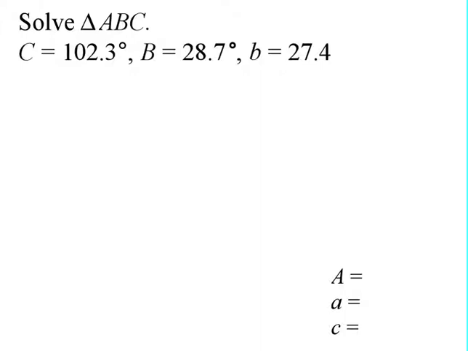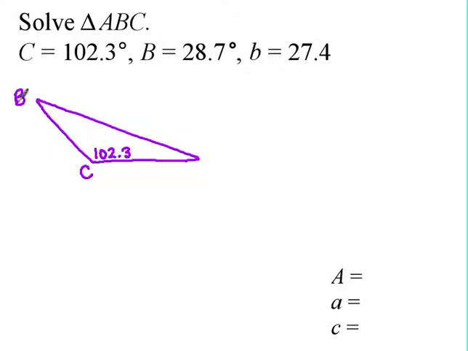So I know that angle C is 102.3 degrees. I'm just going to draw a quick diagram. I'll do angle C here at 102.3. Angle B, I'll just put up here, no reason why I chose there, just because. 28.7. Now, when it says little b, do we remember where that goes? Little b actually goes opposite big B. So big B is the angle, so little b will be down here on this side. And then I have angle A.